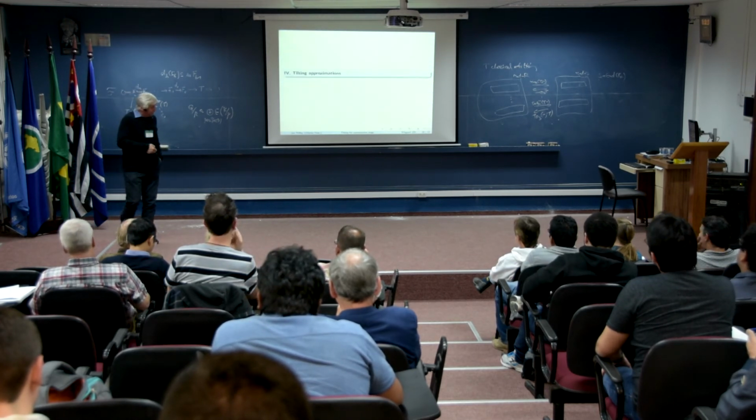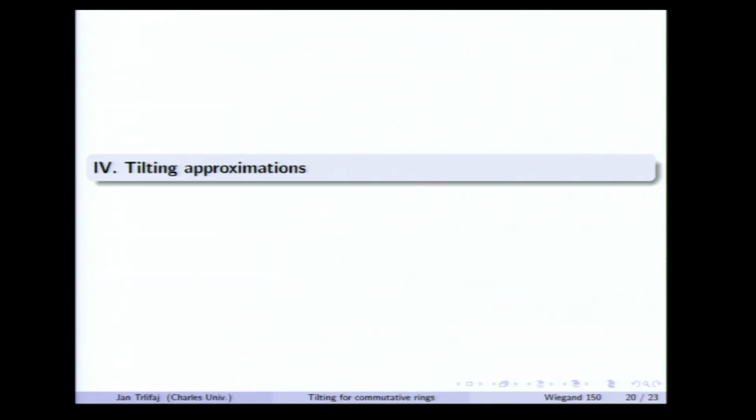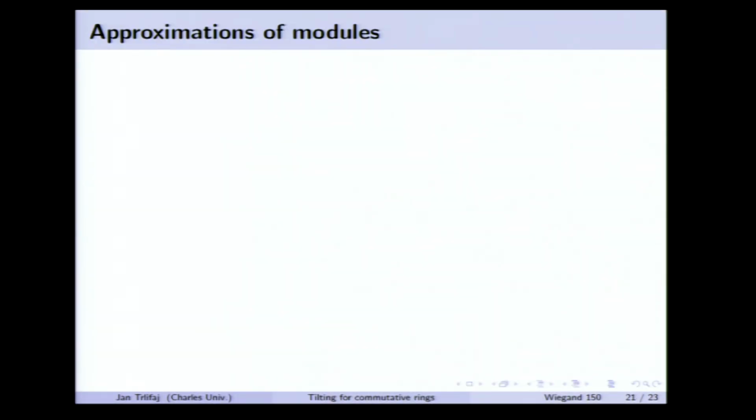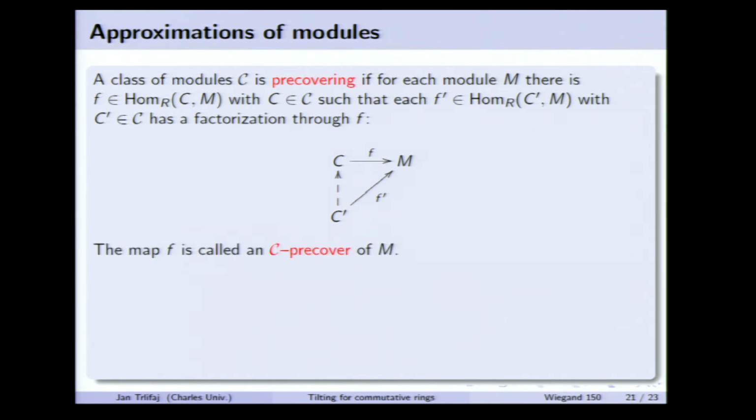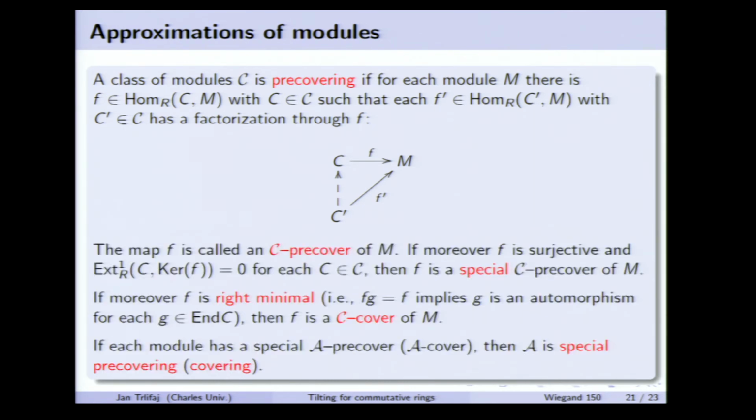Anyway, since I mentioned this covering class, I would like to briefly finish with the relation of tilting and approximations of modules, which is very direct. If you know the notions, it's really easy. So I will just recall the definitions in the terminology of Enochs rather than Auslander, who uses different terminology, but it's the same thing. A precovering class is just a class which gives for any module a precover.